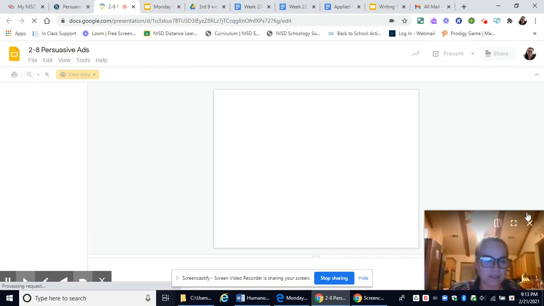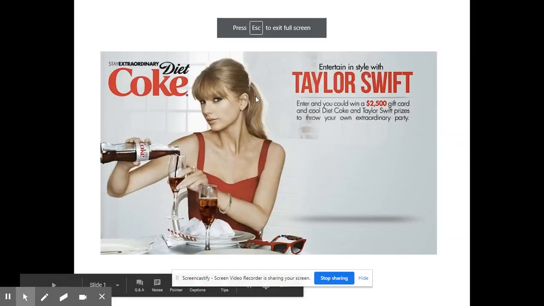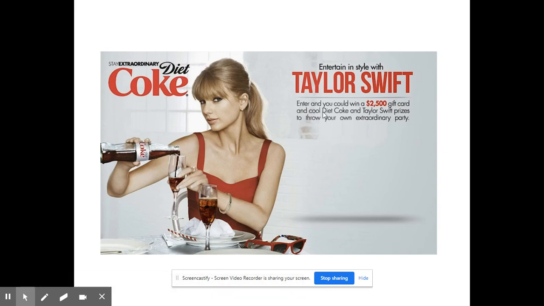And you can see that this is an ad for Diet Coke. If you go to present, you can see it's got a very pretty woman, and that's Taylor Swift. It tells you in here. They're doing an advertisement for entering a prize. She is drinking Diet Coke. The ad is for Diet Coke. Anyway, so we're going to look at this very carefully.